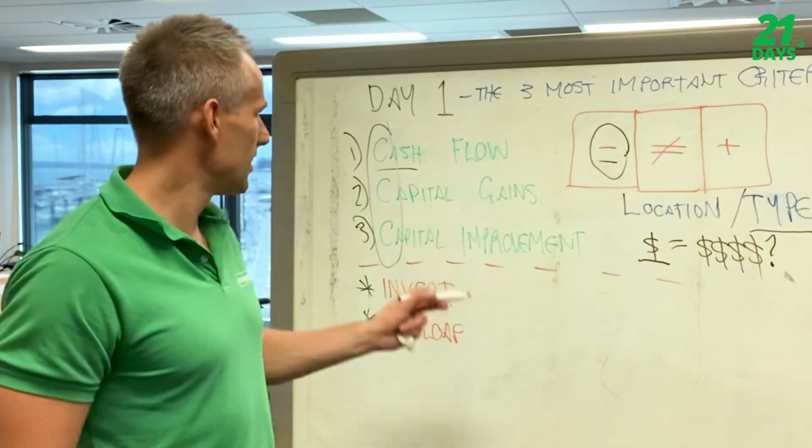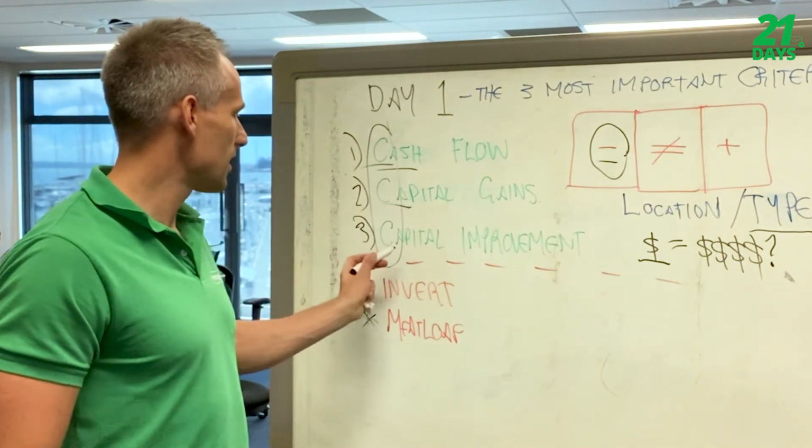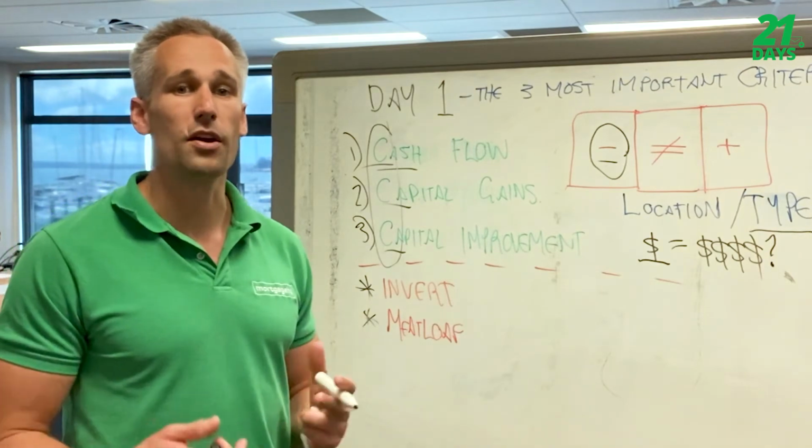Any property you're looking at, assess it on its 3 metrics: cash flow, capital gains, capital improvement, and that'll be a good frame of mind.